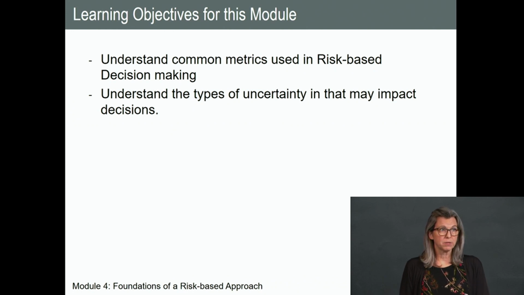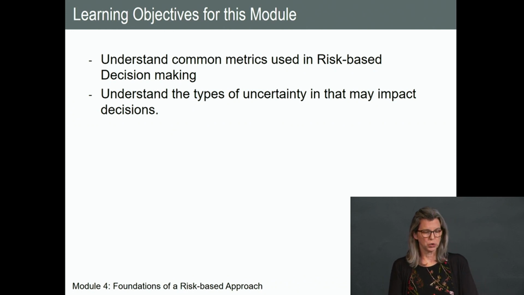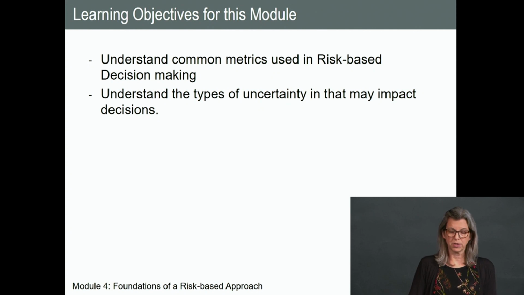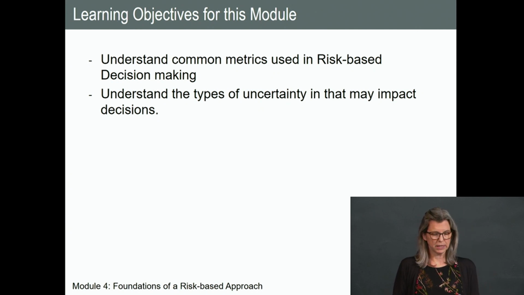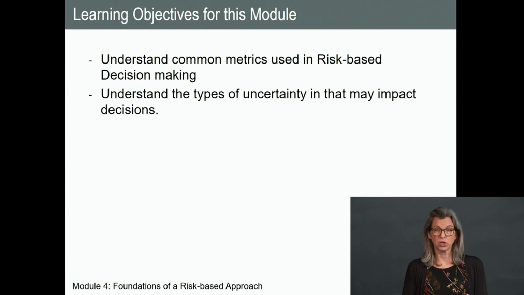So the learning objectives for this module are to, number one, understand common metrics that are used in risk-based decision making. Really, these are common metrics that are different ways that risk can be expressed, and I'll talk about why that's important. And then to understand the different types of uncertainty that may impact decisions. This is a more general decision analysis point, but because uncertainty is a big part of assessing risk, it certainly plays a big role in risk-based decision making.